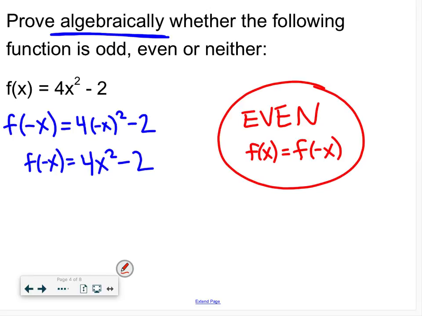Okay, so some of you may feel that I'm asking you to do more work than necessary, but I'm asking you to prove algebraically, which means we need to show all the steps.